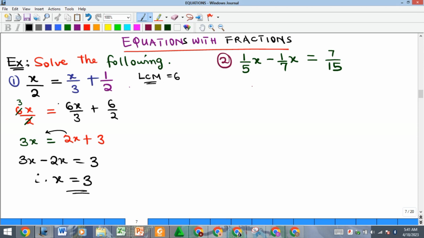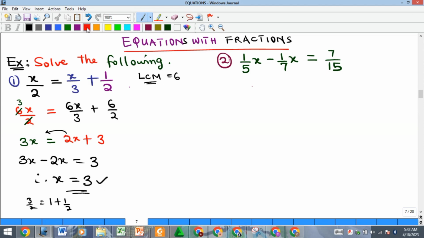And if you put this 3 into this, always try to do that check. This is going to give you 3 over 2, and of course you will see that 3 over 2 is equal to 3 over 3, which is 1, plus 1 over 2. Of course, yes, it's true. All right, so that means this is the solution.